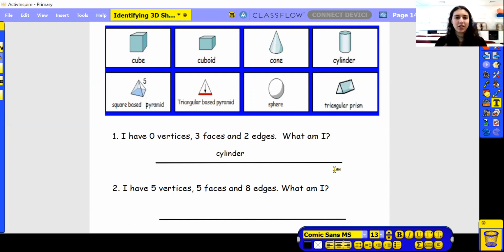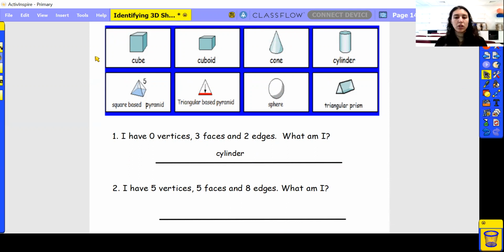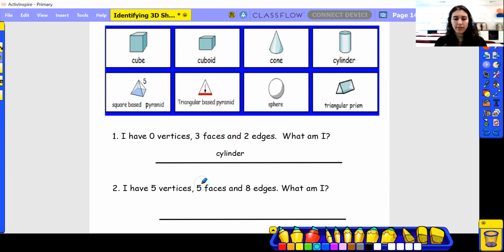Okay, well done if you had a go at that. So let's have a look. So our cube, let's just choose the faces first. I think the faces is often one of the lowest numbers. So let's have a look at those faces. So how many faces does a cube have?